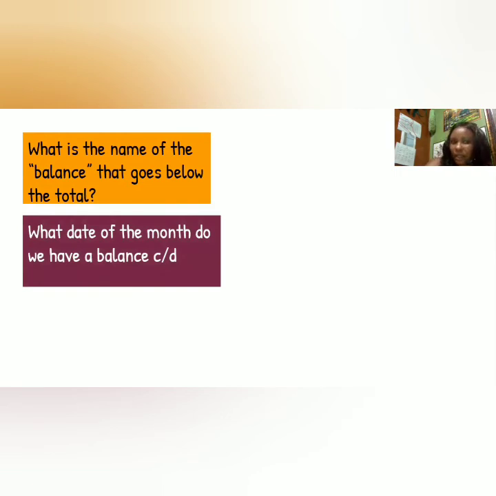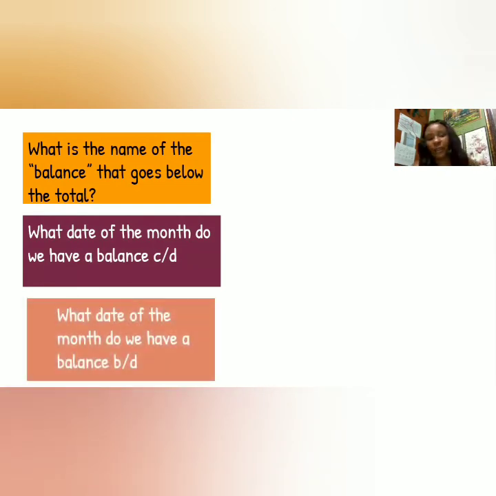What date of the month do we have a balance carried down? At the end of the month. And what date of the month do we have a balance brought down? Awesome. At the beginning of the next month.